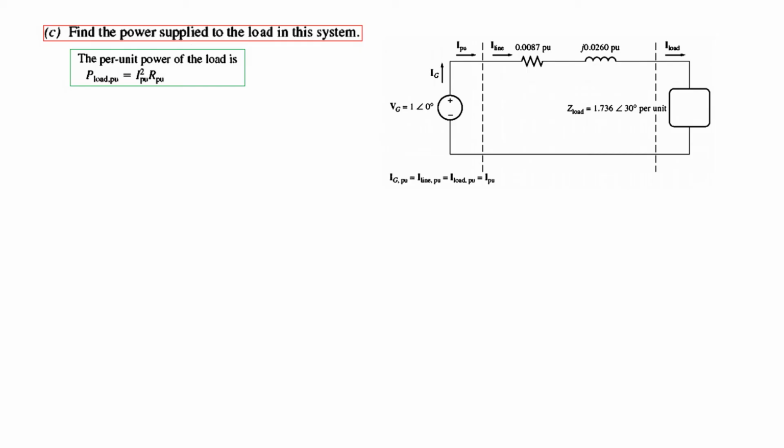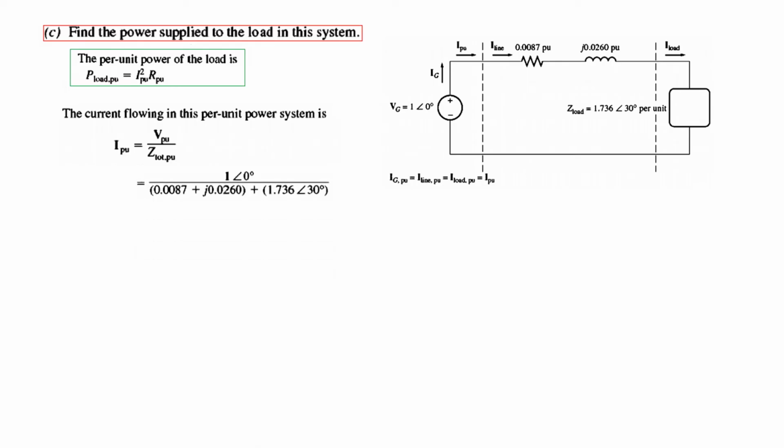Now we don't know RPU because this value is given of Z, so we have to calculate the RPU. Now current we know, current is VPU divided by Z total PU. So V divided by Z total will give us the current in PU, which is 1.0 divided by all the impedances, all these. And the final result is this.